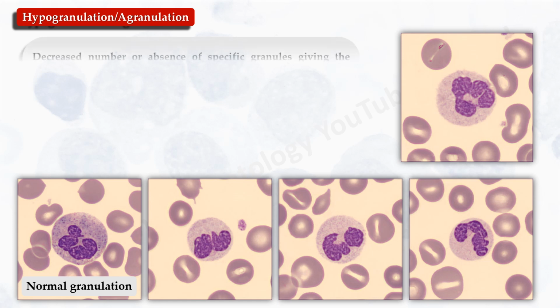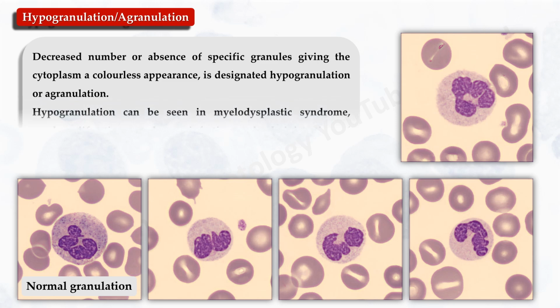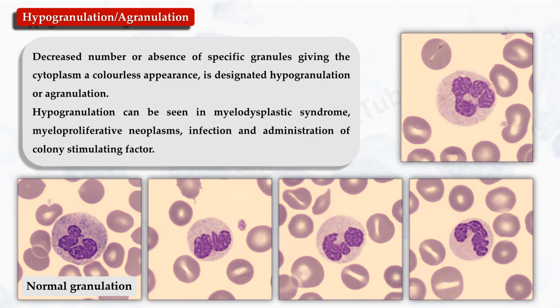Decreased number or absence of specific granules giving the cytoplasm a colorless appearance is designated hypogranulation or agranulation. Hypogranulation can be seen in myelodysplastic syndrome, myeloproliferative neoplasms, infection, and administration of colony-stimulating factor.